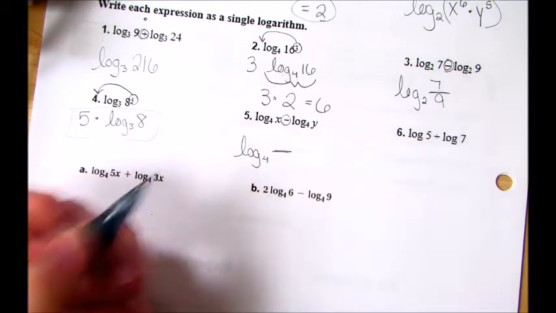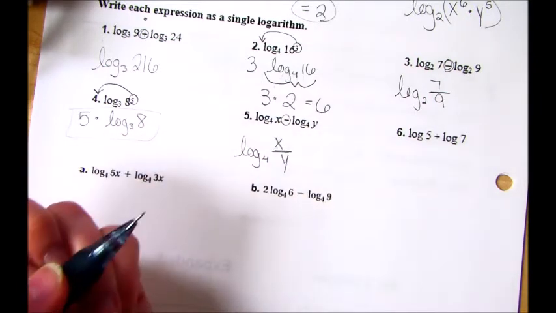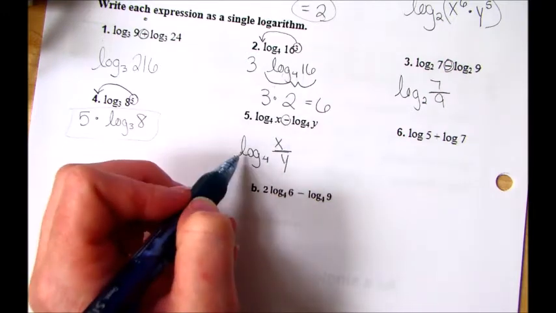Subtraction means division. X is first, so X goes on top. Y is second, so Y goes on bottom. Number 6, and that's as much as we can do.